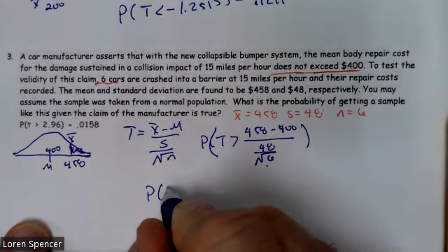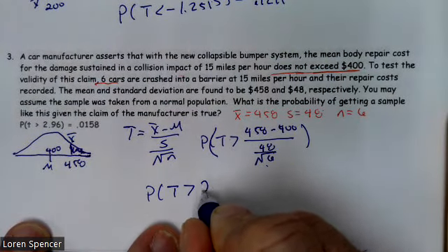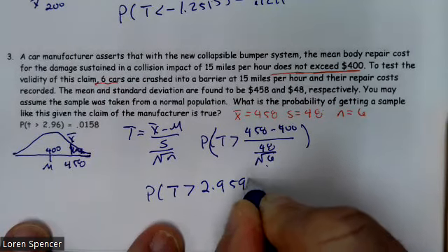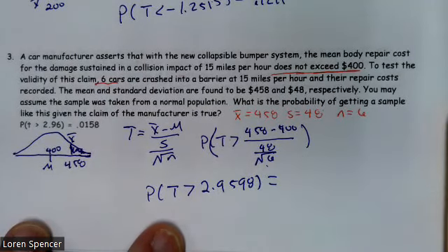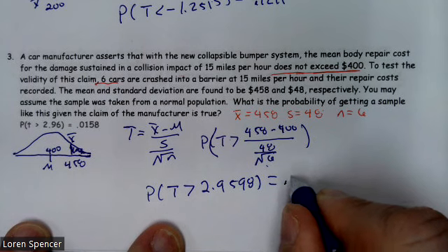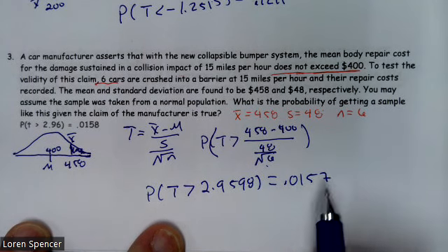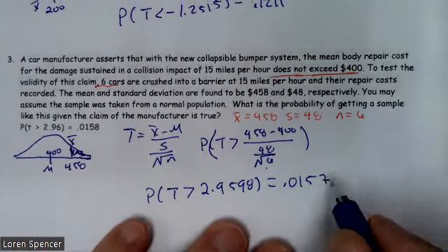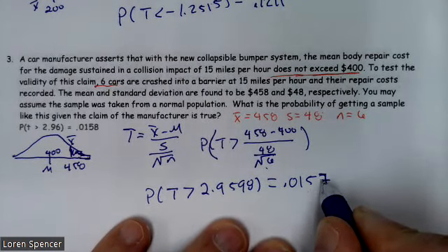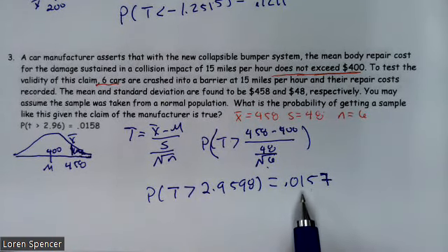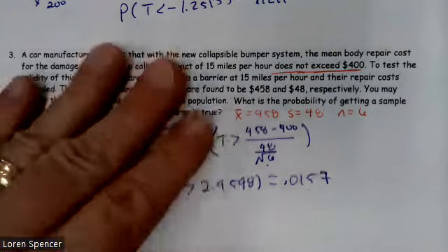So the probability of t being greater than 2.9598 equals our p-value of 0.0157. That's a pretty small p-value. I'm thinking it's costing more than $400. All right, that's not quite 2%, but that's pretty small. All right, we're moving on to the next problem.